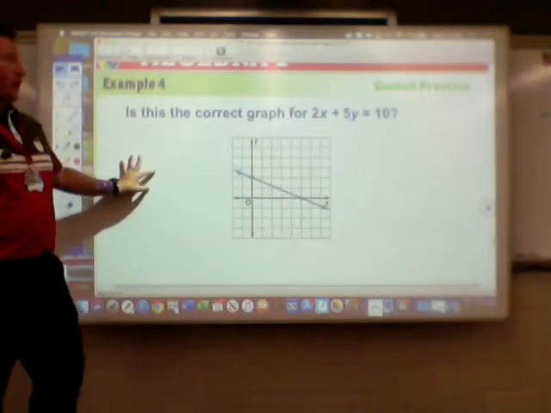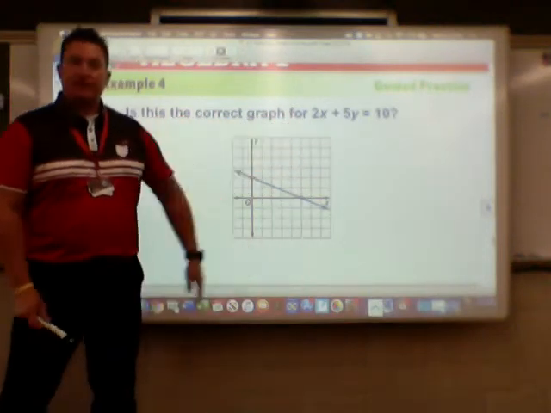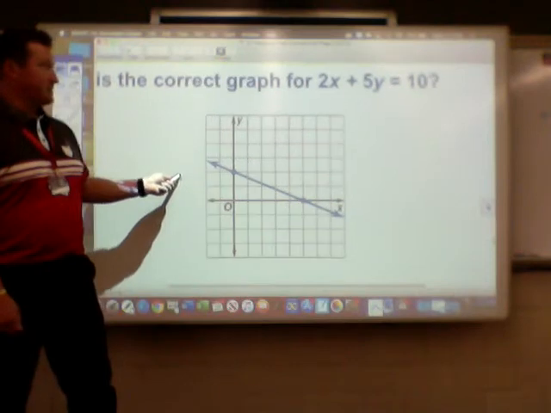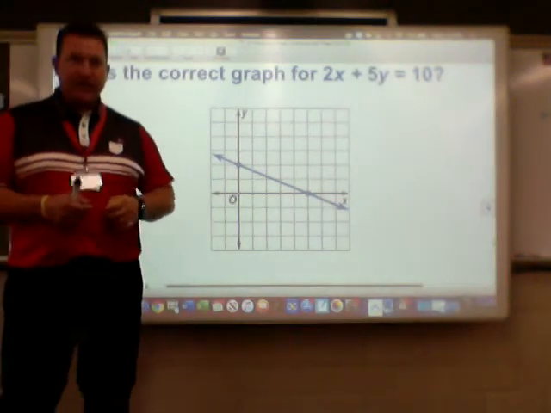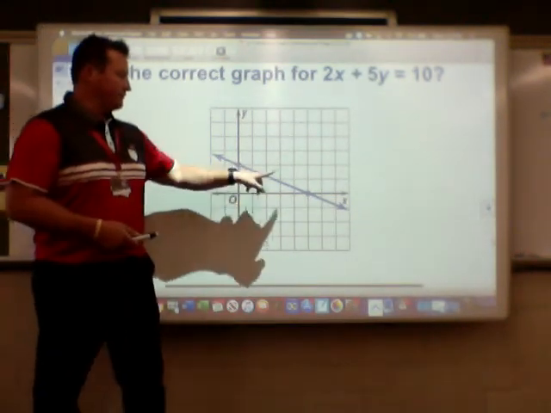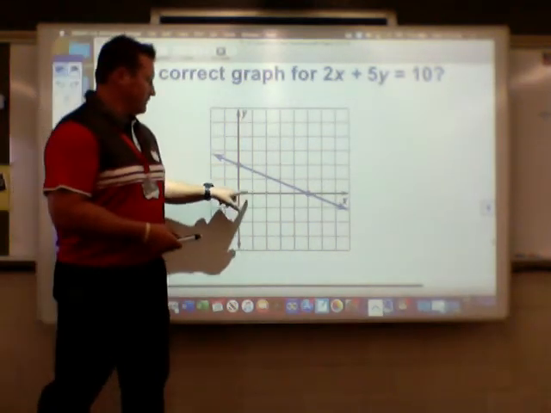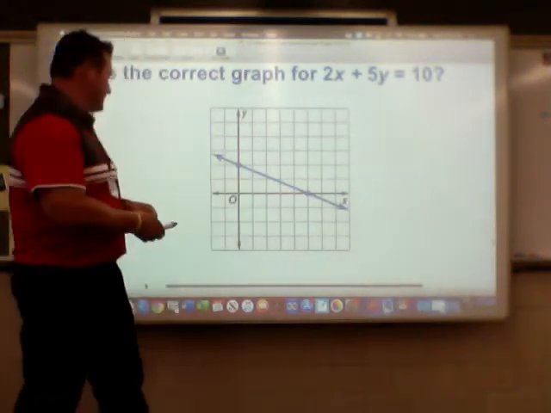Stay with me, folks. A couple more. Is this the correct graph for this? Well, can you identify these 2 intercepts for me, guys? Yes, we could, right? Here's 1. Here's 1. So this is at (0, 2). This is at 1, 2, 3, 4. This is at (5, 0).